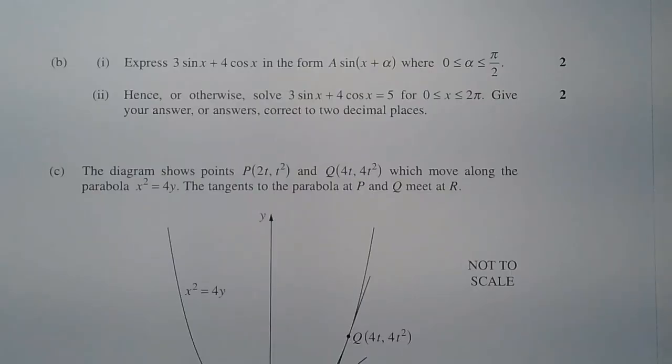Part 2. Hence or otherwise, solve 3 sine x plus 4 cos x equals 5 for x greater than or equal to 0 and less than or equal to 2 pi. Give your answer or answers correct to 2 decimal places.